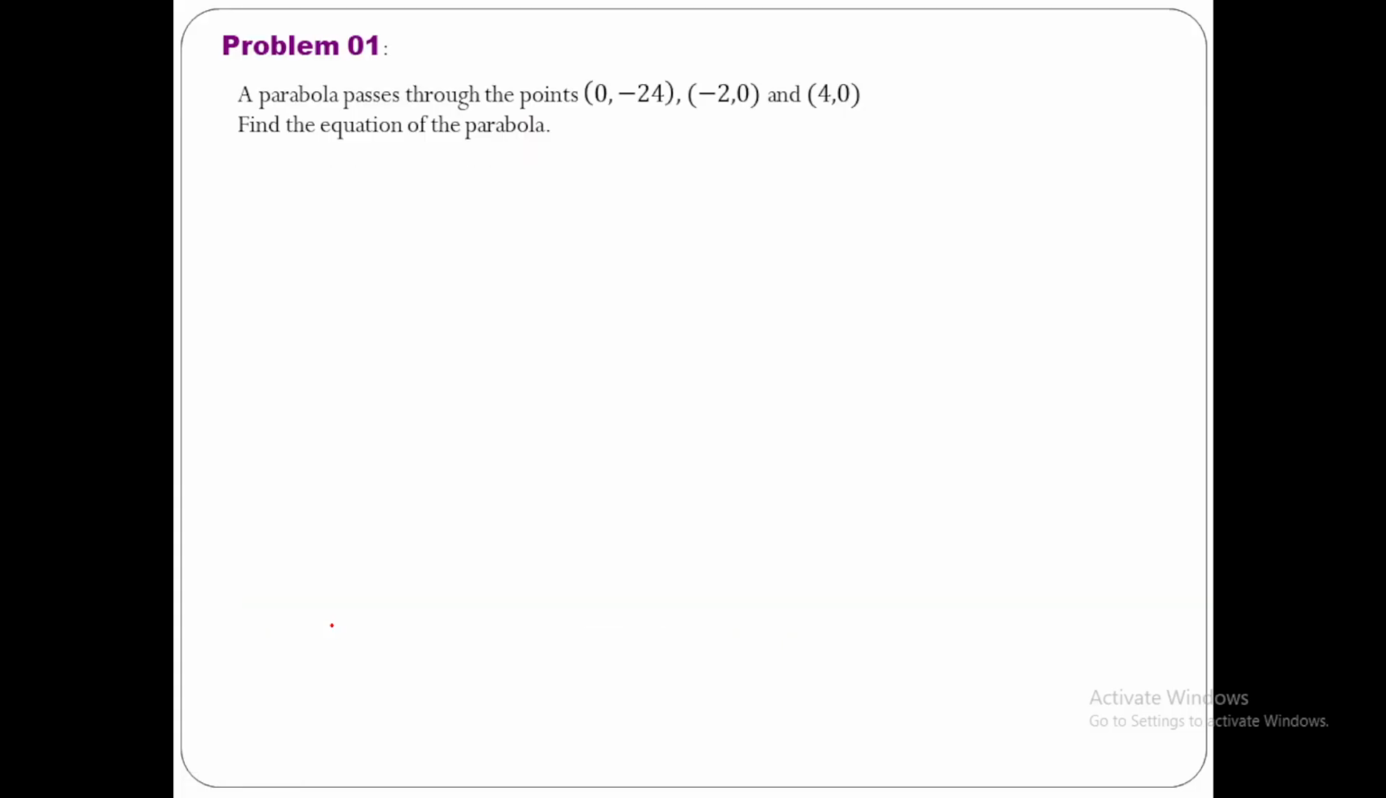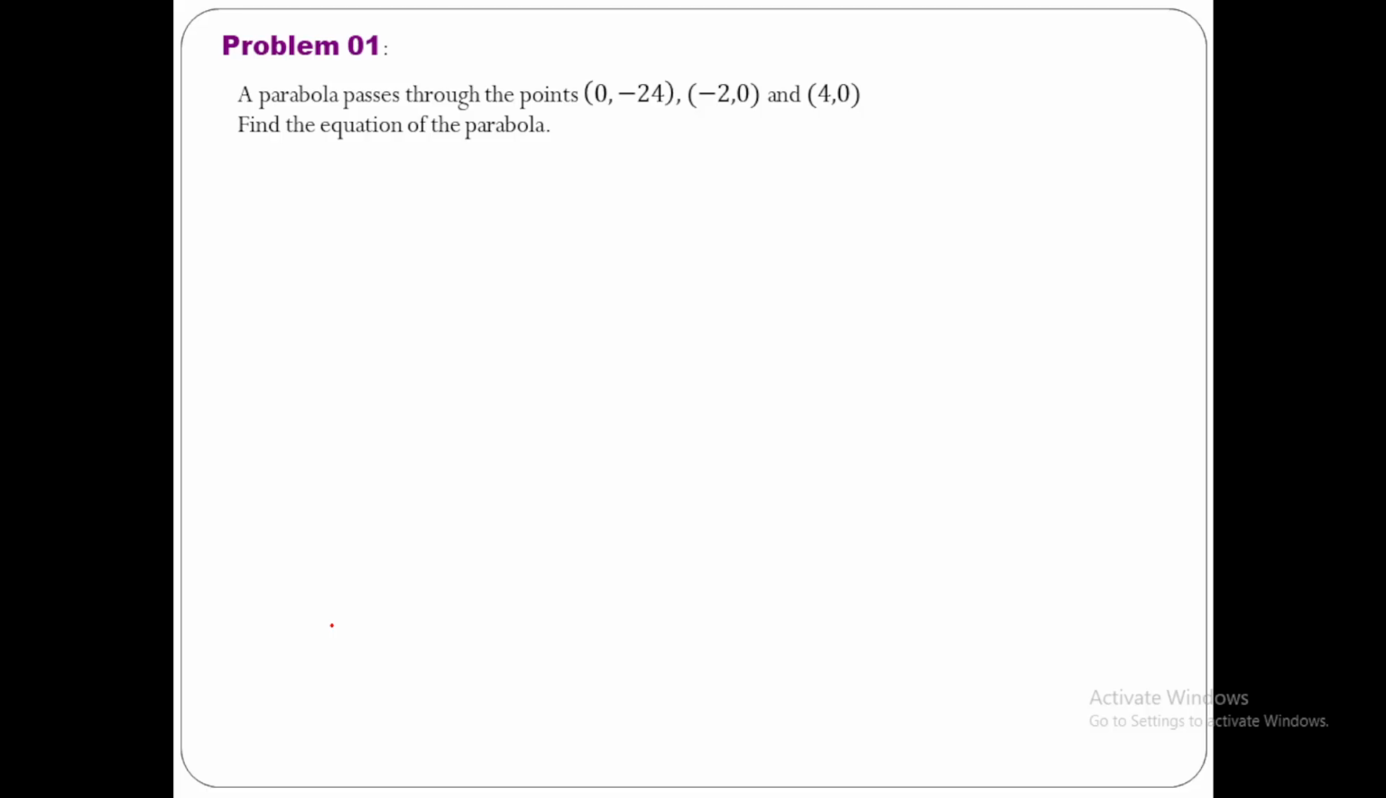Question 1. The parabola passes through the points (0, -24), (-2, 0), and (4, 0). Find the equation of the parabola. We have to find the equation of the parabola whose points are (0, -24), (-2, 0), and (4, 0). Okay.